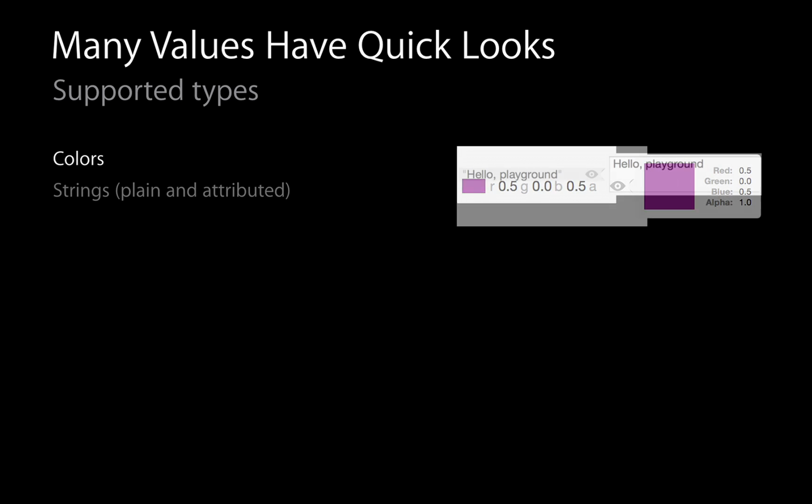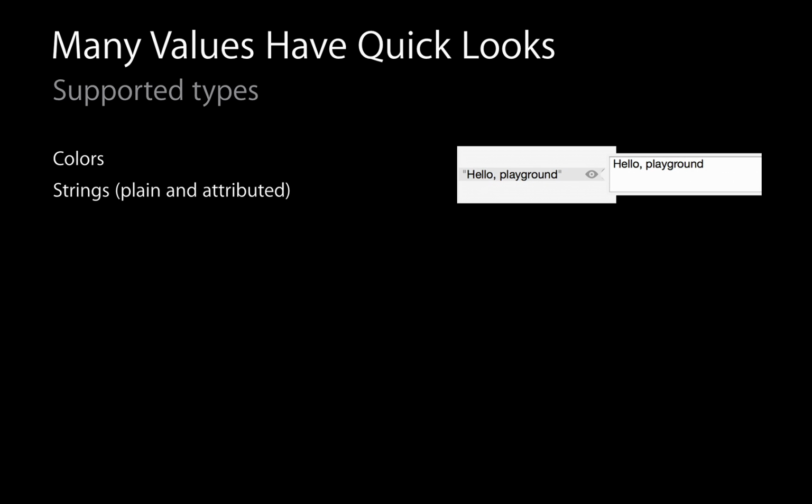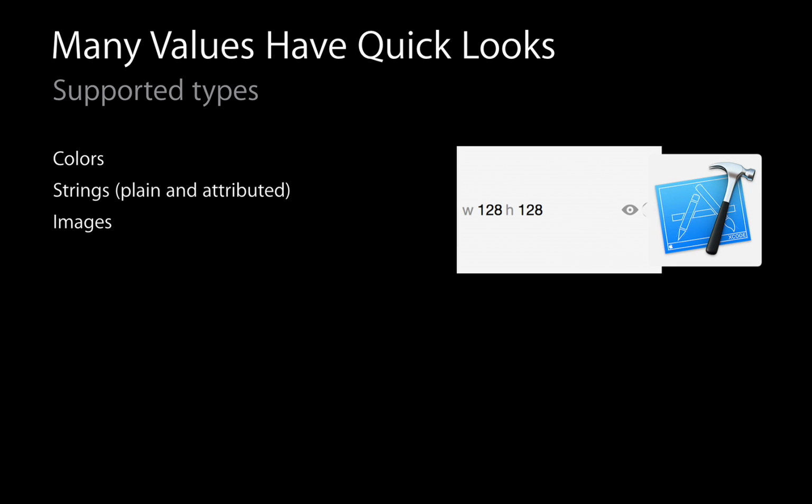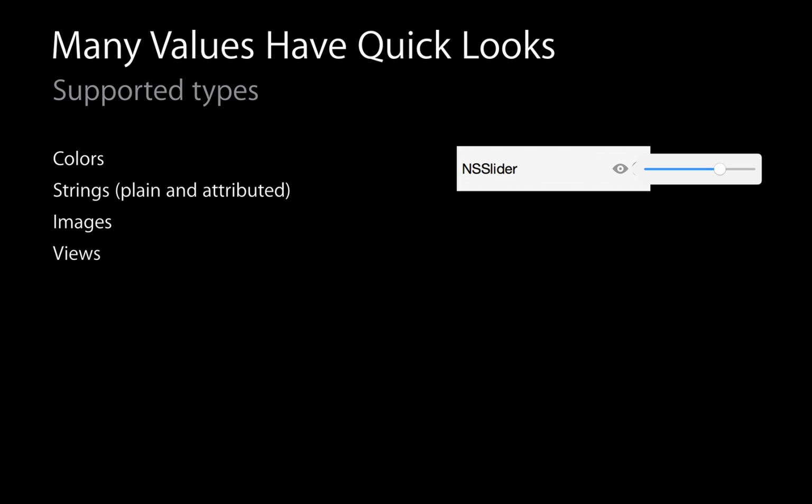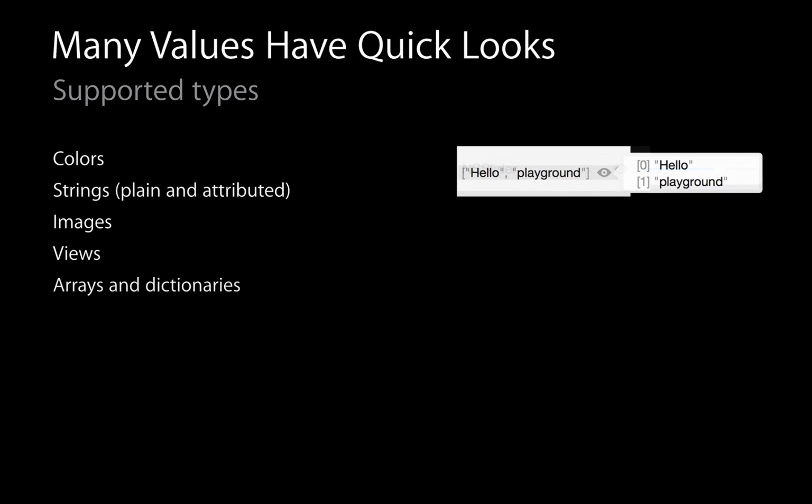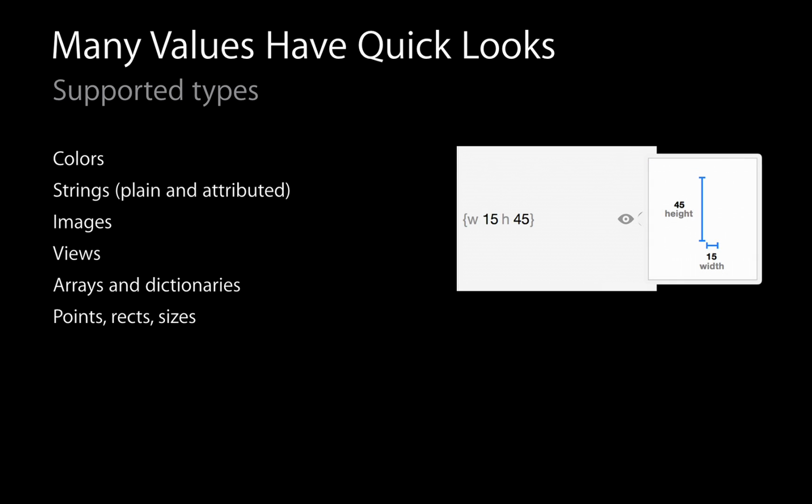We support many different types for quick looks in the playground. We support colors, strings, both plain text and attributed. We can show images, views. In this case, we'll capture a snapshot of the view at that point in time. We can show arrays and dictionaries. So we'll show a structured version of the array or dictionary, like you might see in the variables view in the debugger. We can show points, rects, and sizes. We'll create a graphical representation of those.